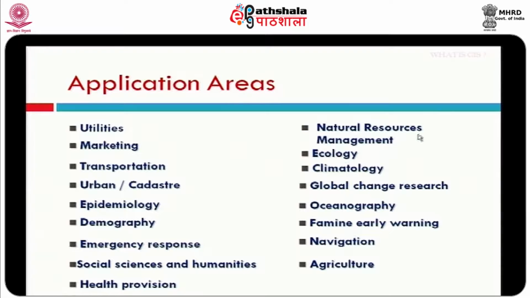Of course, natural resources management was done for a long period in GIS, as long as they were getting small scale data. But now you are getting large scale data, and it is also used in utility and other mapping. Ecology, climatology, again a small scale. Global change research, again an application where you have a small scale. Oceanography, famine warning, an important one.